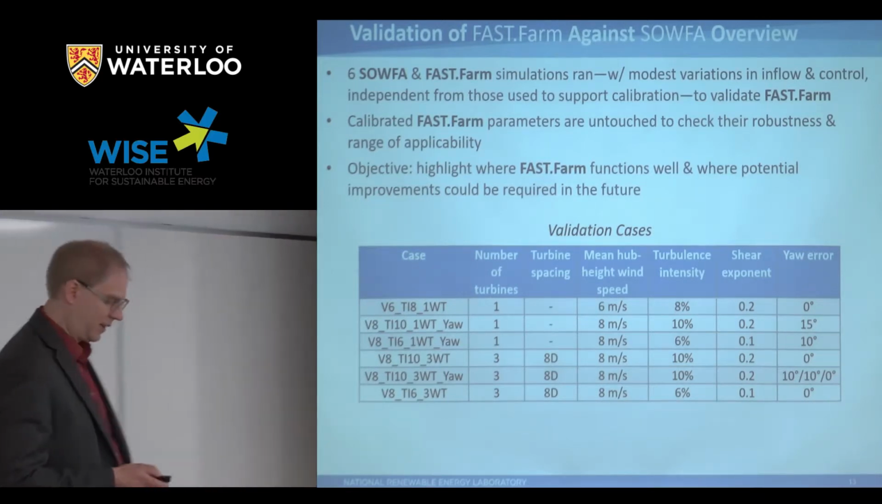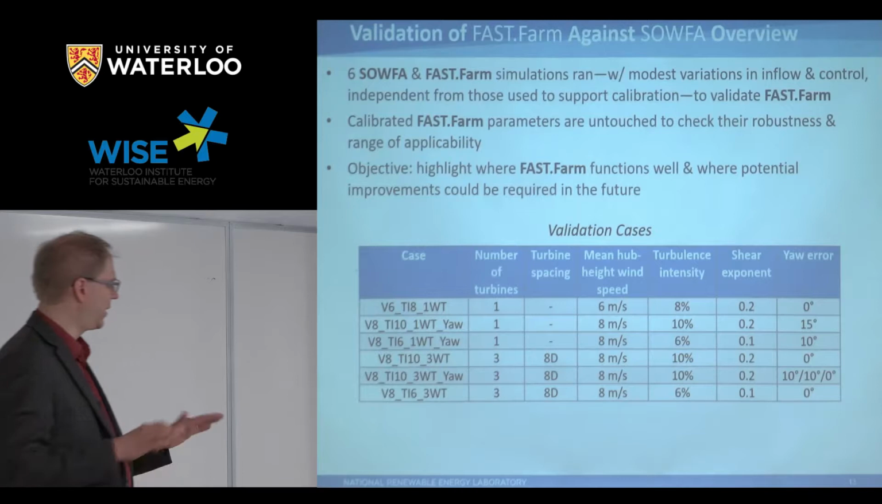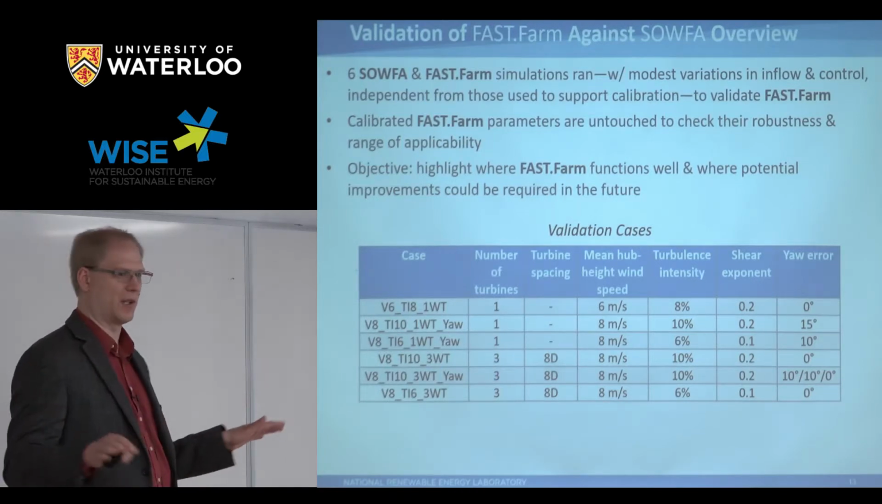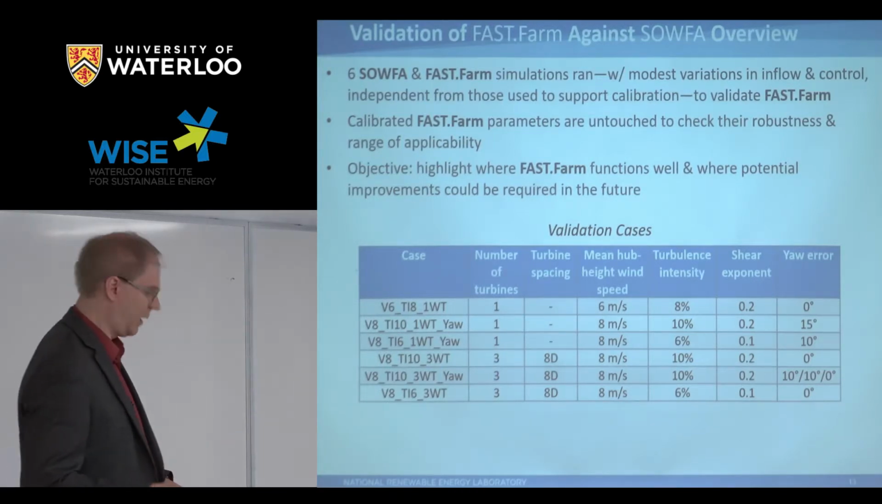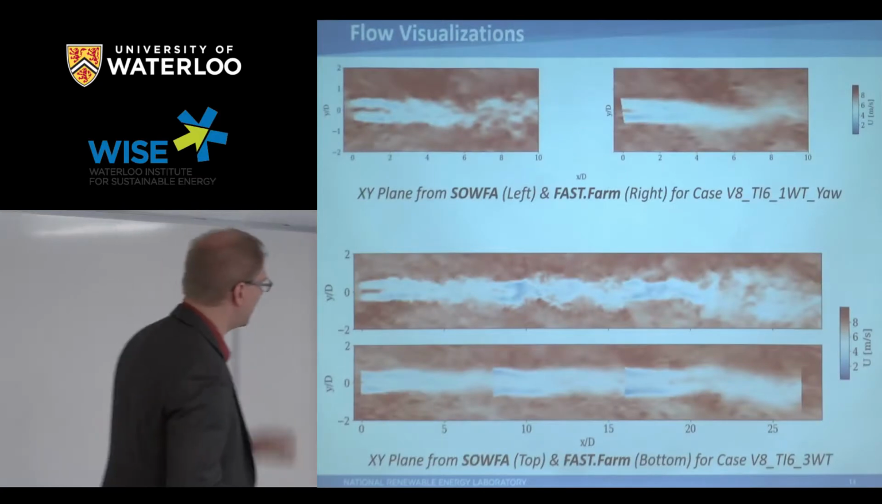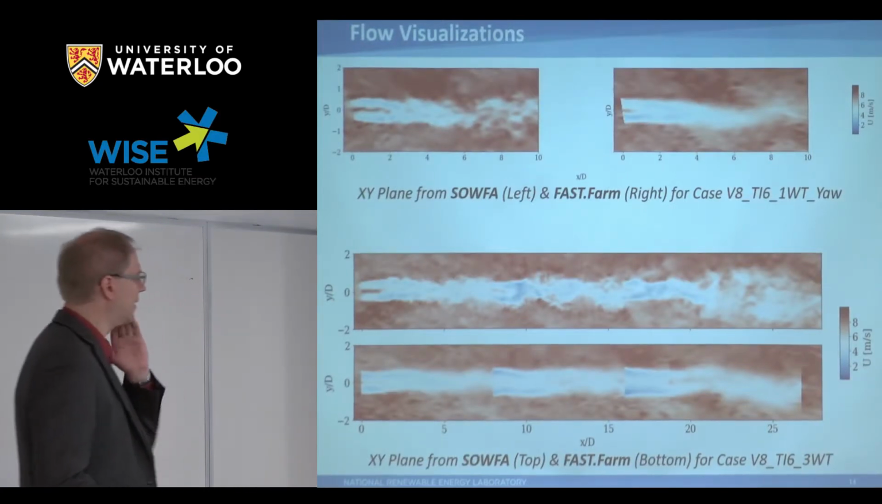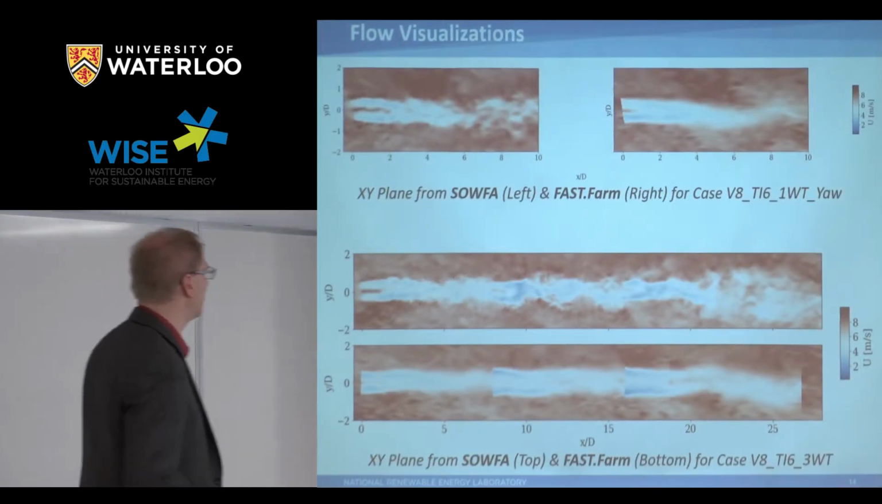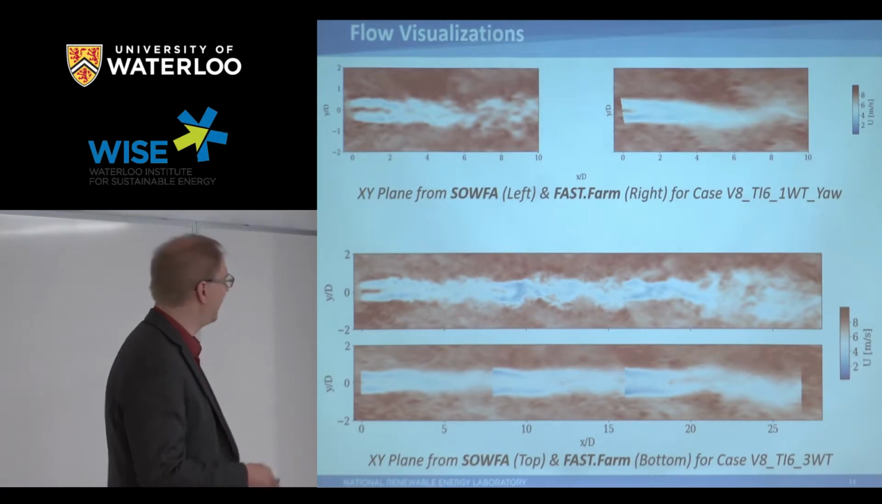Okay, so again, the objective of this is really to show where FAST.Farm functions well and where perhaps we need improvements in the future. So I'll step through some of the results of the validation. This is really now the meat of the talk, I guess. The rest was more the background for how we're getting here.